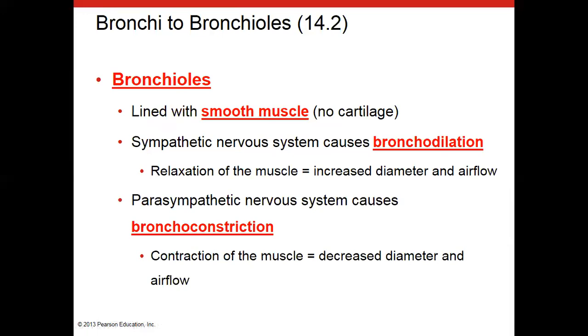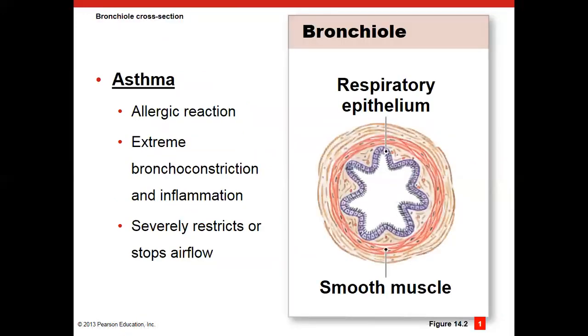Bronchoconstriction can also occur, and that smooth muscle will constrict to decrease the size of the airways and let less air in. So take a look here. This would be a bronchiole, and a bronchiole is lined by a layer of smooth muscle. Right here is columnar epithelium that we talked about, this pseudostratified ciliated columnar epithelia, and then a layer of smooth muscle. And that smooth muscle can constrict and dilate.